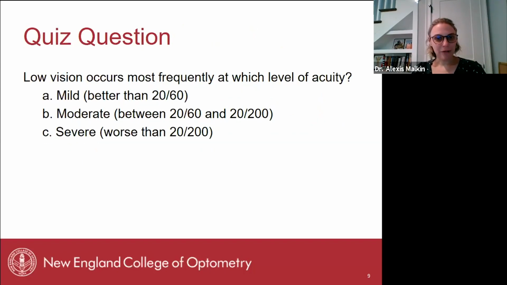So here is another poll. Where do you think most cases of low vision occur? At what level of acuity? Mild, moderate, or severe? And just a reminder for those of you not using the 20-foot distance, so 20/60 is 6/18, 20/200 is 6/60, and then worse than 6/60 for the severe.